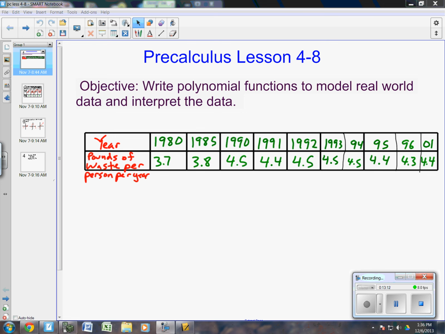Today's objective I wrote over on this board, and I have it right here. This one's actually probably better written right here. I'd write it down right here today. Write polynomial functions to model real-world data and interpret the data.